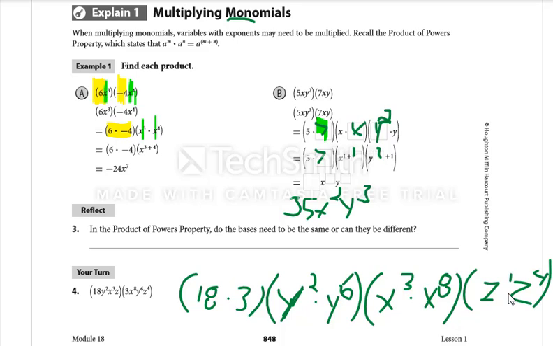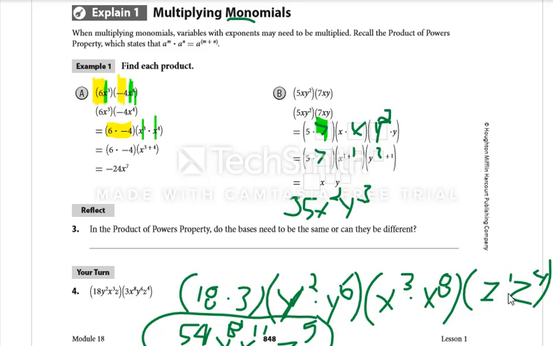18 times 3 should be 54. All right, y squared times y to the 6th. Add those exponents. That's y to the 8th. X to the 3rd times x to the 8th. Add them together, x to the 11th. And z to the 1st times z to the 4th is z to the 5th. So our whole overall answer is that right there.